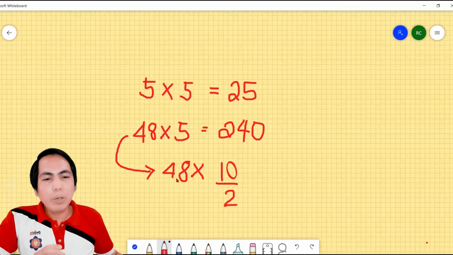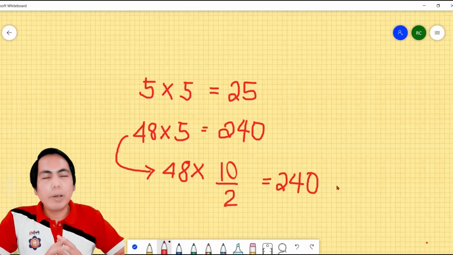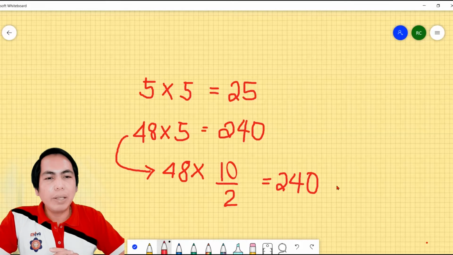Now, before we multiply 48 and 10 and then divide by 2, we can also divide 48 by 2 first and then multiply it by 10. 48 divided by 2 is 24, and then 24 times 10 will give us 240. That's why 48 times 5 is 240.